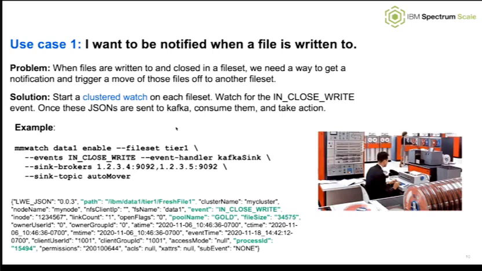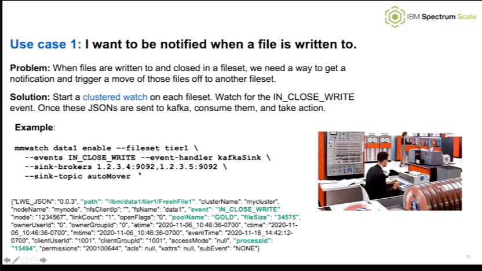So like I said, you would enable a watch on that file set, and then you could watch for just the in-close write event here. By default, when you enable a watch, it will watch for all events, but you can specify an exact event you want to watch for. Like John stated before, you can pass the events or stream the events over to your Kafka sink brokers and push to a specific topic.